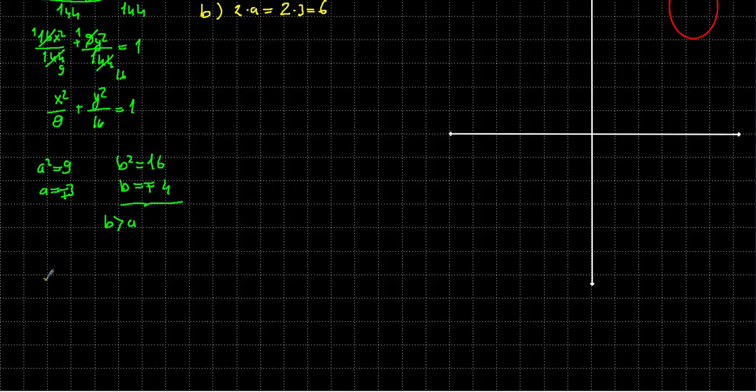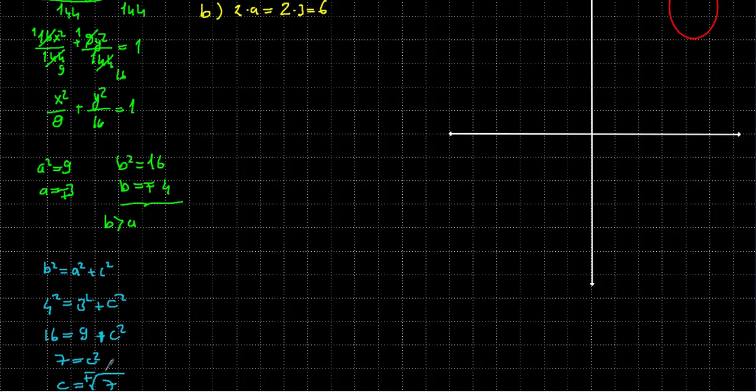Since b is bigger than a, b squared should be equal to a squared plus c squared. So 4 squared is equal to a squared, 3 squared, plus c squared, and it is equal to 16 equals 9 plus c squared. Here, 7 is equal to c squared. c is equal to plus or minus root of 7.